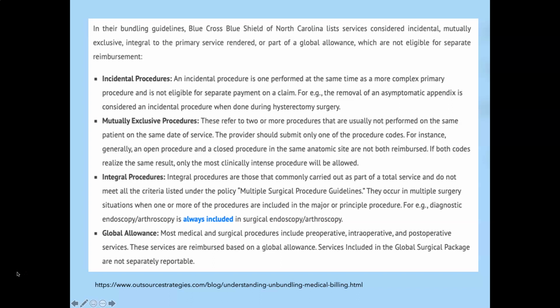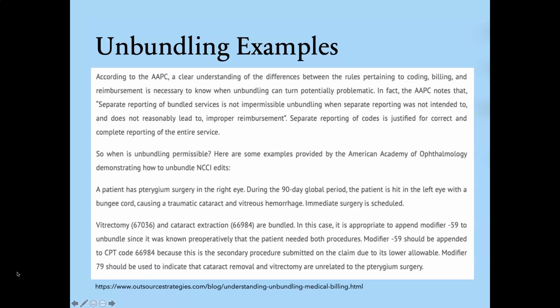Global allowance. Most medical and surgical procedures include pre-op, intra-op, and post-op services, and those are reimbursed on a global allowance. So you would not separately report or code or bill for pre-op, intra-op, post-op because that's all part of the op surgical package.